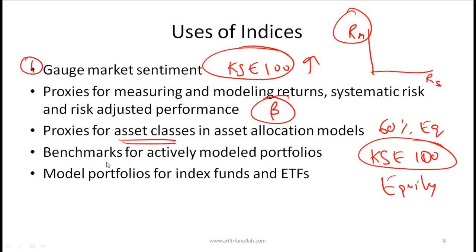Indices are also benchmarks for actively managed portfolios. So if a given investment manager thinks he can do a good job of picking stocks, how do you figure out whether he is really doing a good job or not? What you can do is compare his returns with the returns on the KSE 100. If he consistently beats the KSE 100, that means he is doing a good job of active portfolio management. If not, then he isn't doing a good job of active portfolio management.